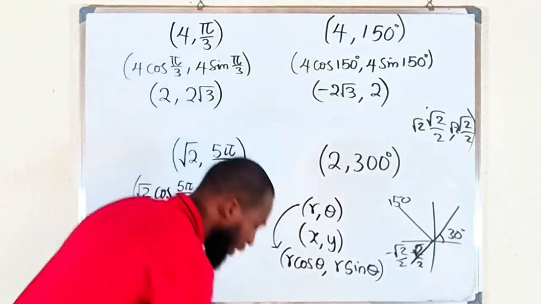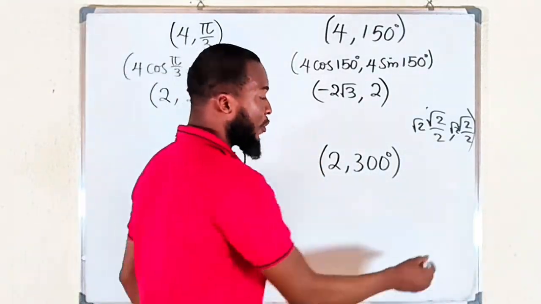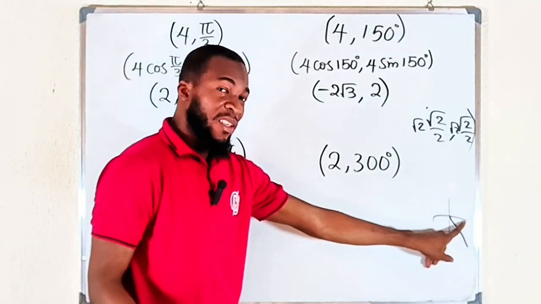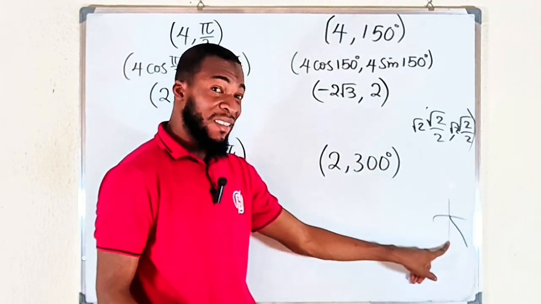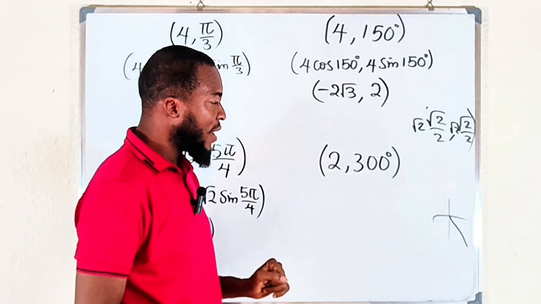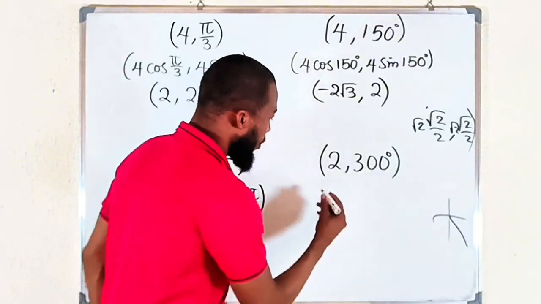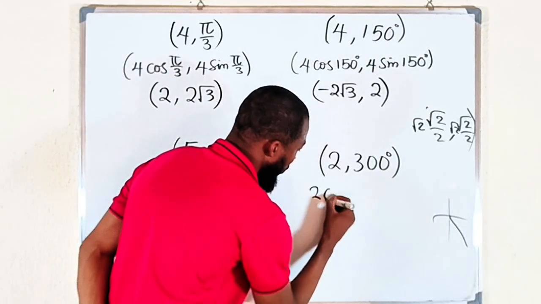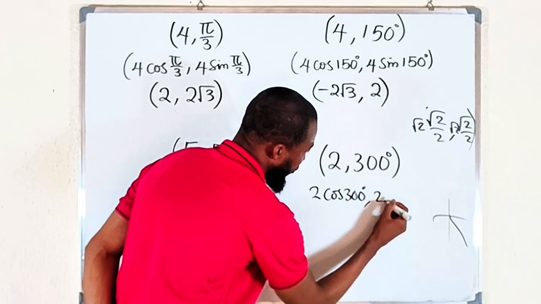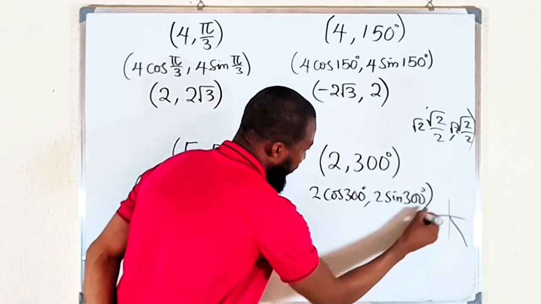Coming down to the last one. 300 degrees is in the fourth quadrant here. Cosine is positive, while sine is negative. So you can use the reference angle, which is 60 degrees. So what is cosine of 60 degrees? It's 1 over 2. So let me write first. 2 cosine of 300 degrees, comma, 2 sine of 300 degrees.